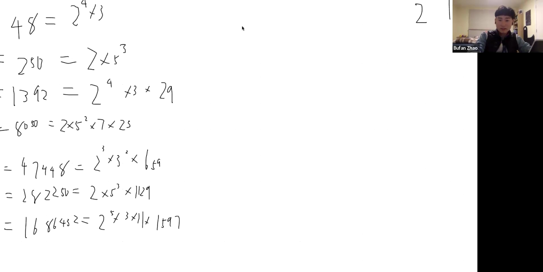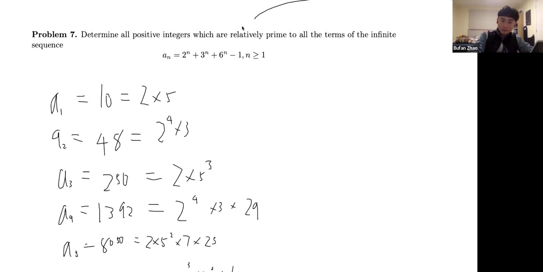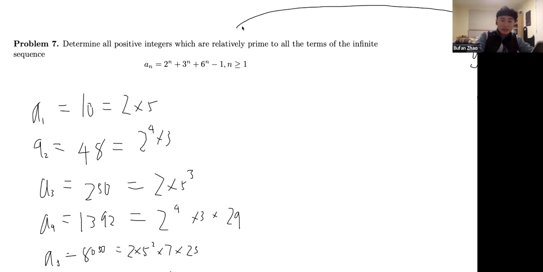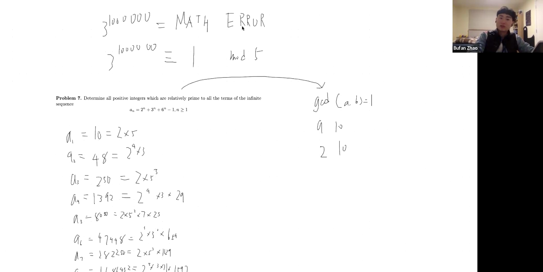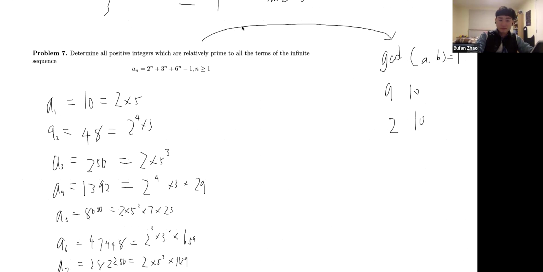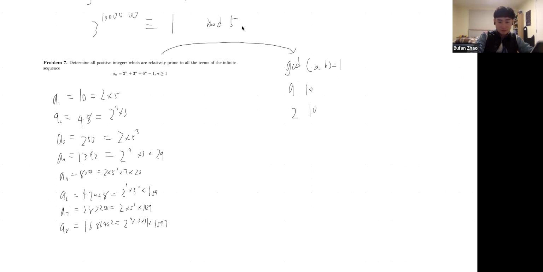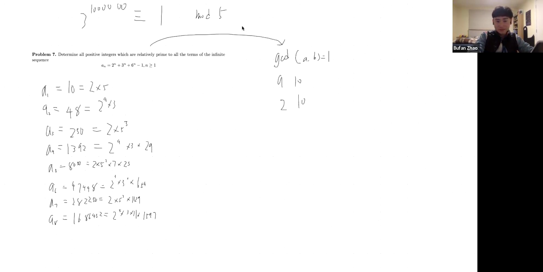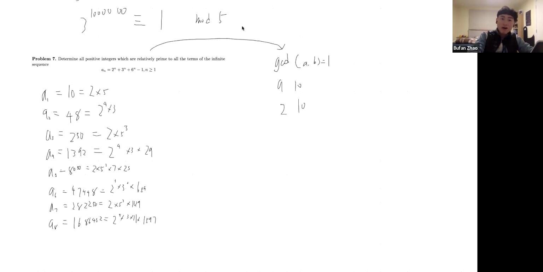All right, we'll stop here for a second. So, what positive integers can we not exclude from the answers to problem 7? Because the question asks for all positive integers which are relatively prime to all the terms of the infinite sequence. Now, if a number is not relatively prime to even one of these terms, then it's out, right?